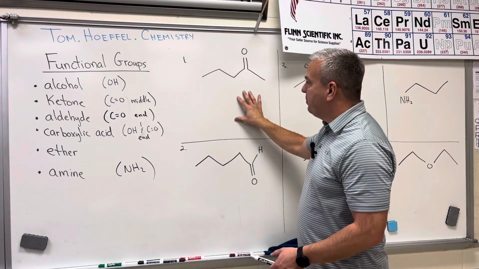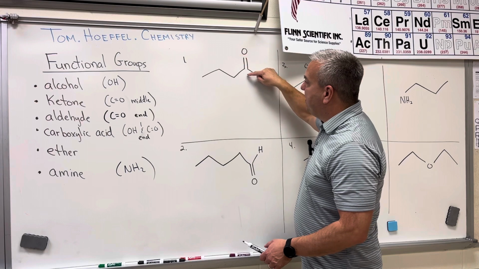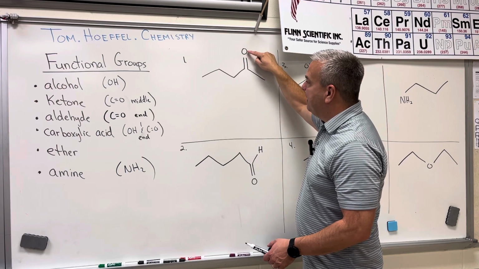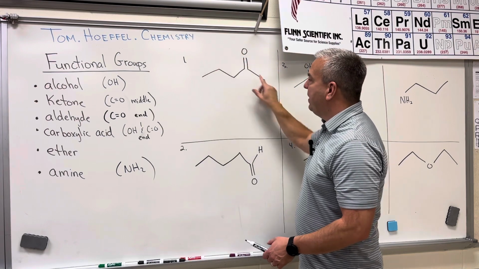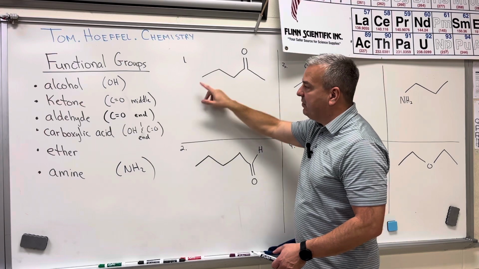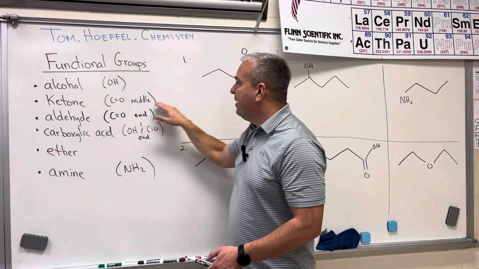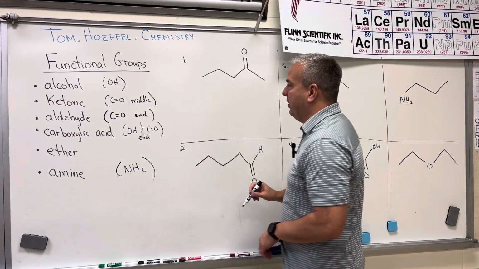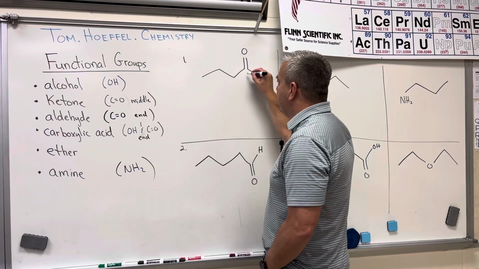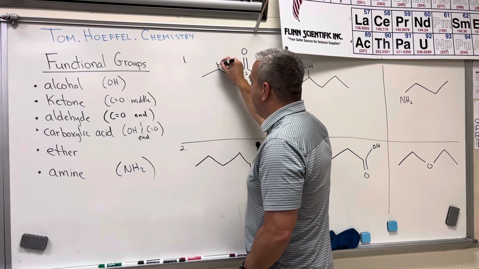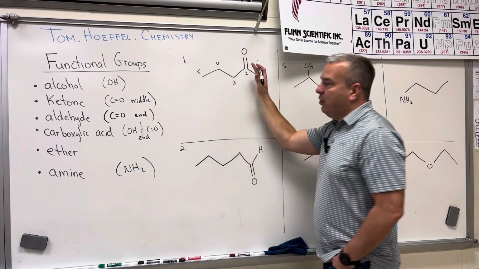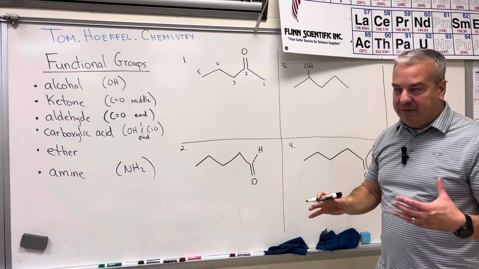So this first one has the carbonyl, which is the carbon double bonded to the oxygen, somewhere in the middle. It's not on the ends. So where's the carbonyl? In the middle. This guy is going to be a ketone. Now the way we number this is going to be from the right-hand side because it's closer to the right-hand side than it is the left-hand side.